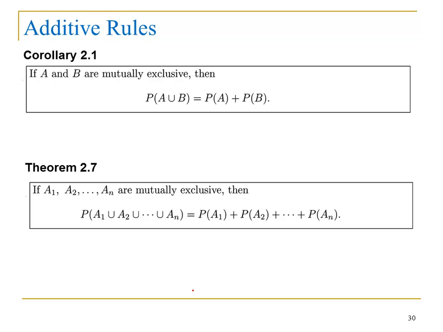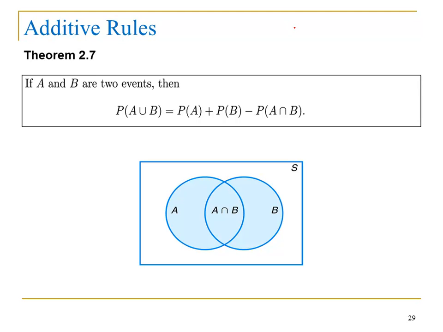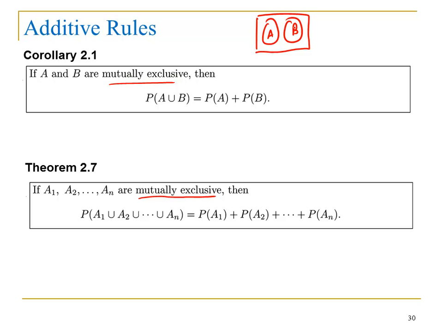Mutually exclusive, let's draw a picture. So you have your sample space and the events do not overlap. In the previous case, with overlapping, you need to take into account the intersection. When there's no overlapping, you don't have to take into account the intersections.